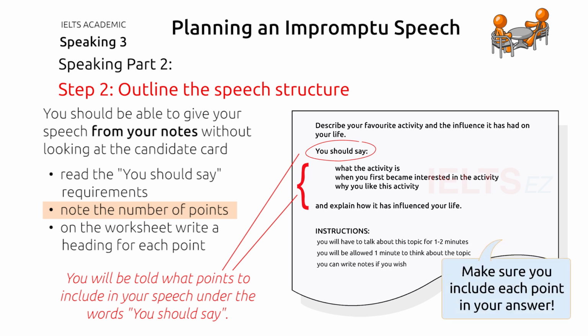It's important that you include each of these 4 points in your speech. Outlining the structure of your speech on the notepaper is not hard and should only take a matter of seconds. It's something that you should practice over and over until you can do it very quickly. On the notepaper you'll need to create an outline of the speech by writing a number and section heading for each of the required points.